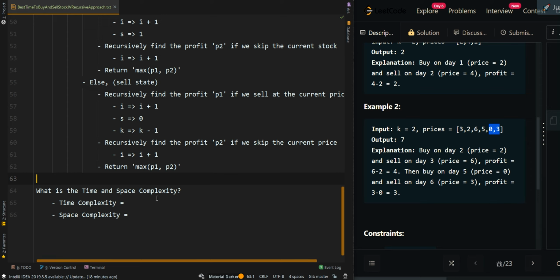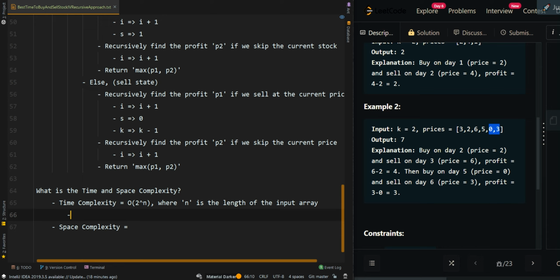Now let's go over the time and space complexity. For the time complexity, we get O of 2 to the n, where n is the length of the input array. Each recursive call has up to 2 choices and a depth of n. Our space complexity is O of n. This is our recursive call stack memory.